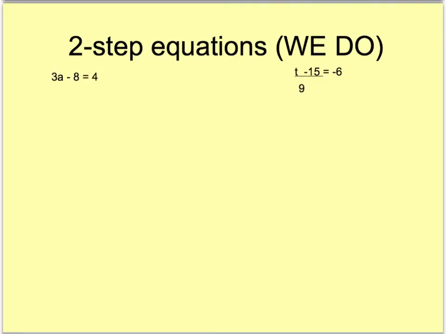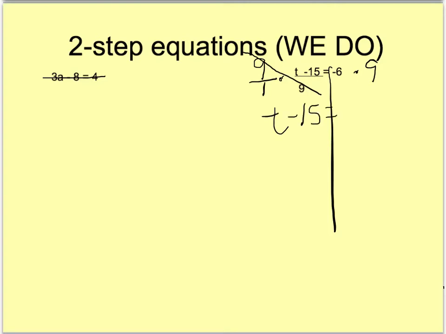Okay, let's try these together. I'm actually going to cross this one off for right now and just focus over here. So we'll notice that we have the division sign over the t minus 15. In this type of problem, the first thing that we want to do is get rid of our fraction. So right away I'm going to multiply both sides by 9, which is the same as 9 over 1. So 9 divided by 9 cancels out, and on the left-hand side I'm just left with t minus 15 is equal to negative 56.